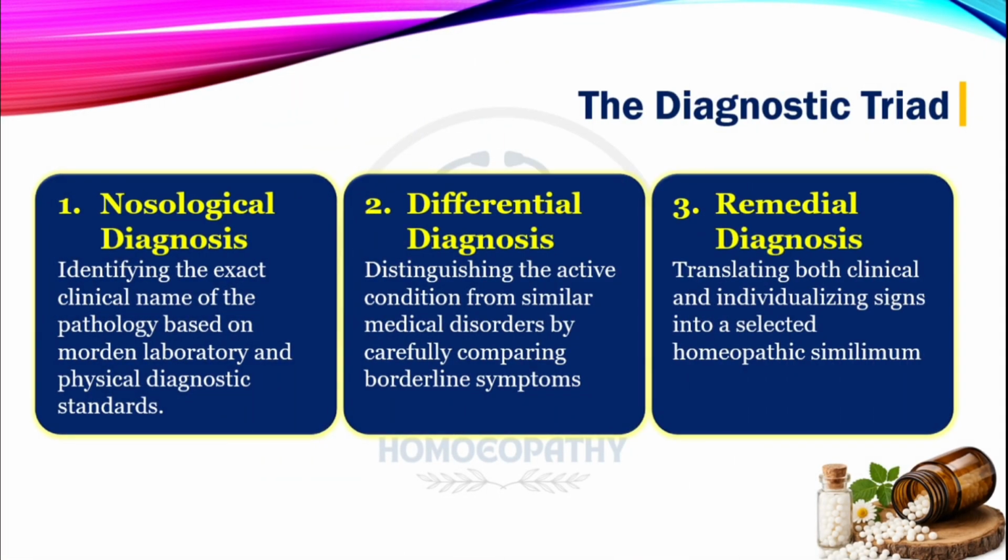The diagnostic triad includes three levels. First, nosological diagnosis. This identifies the exact clinical disease according to modern medical standards. Second is differential diagnosis. This distinguishes the disease from other similar conditions. And third, remedial diagnosis. This converts clinical findings and individualizing symptoms into the final homeopathic simile.